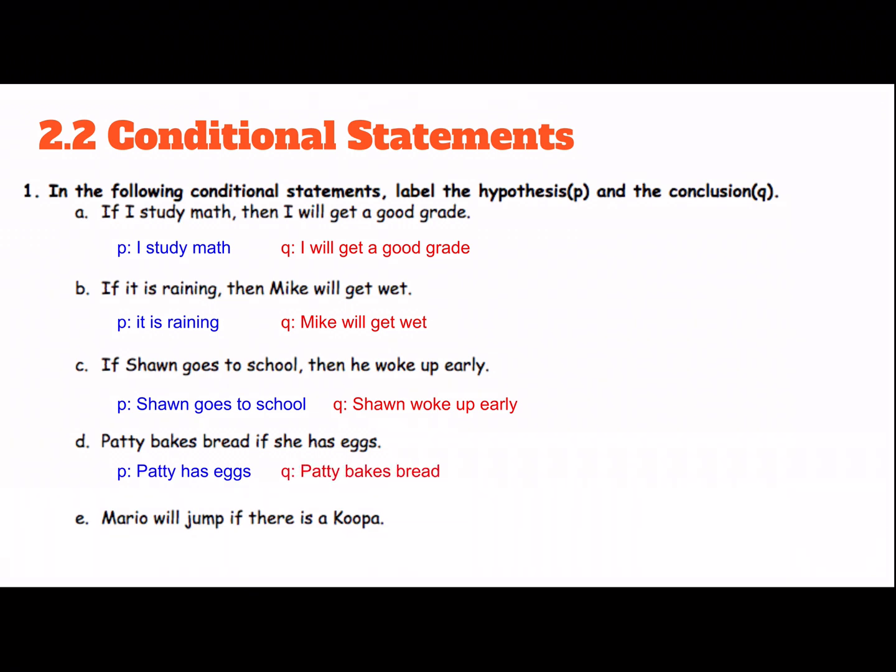So notice it's not always going to be the first half of the sentence and the second half. You really have to pay attention to where the if-then is. It wouldn't make sense to say if Patty bakes bread, then she has eggs and whatnot. So last one, Mario will jump off if there's a Koopa. So my hypothesis here is if there is a Koopa, then Mario will jump.